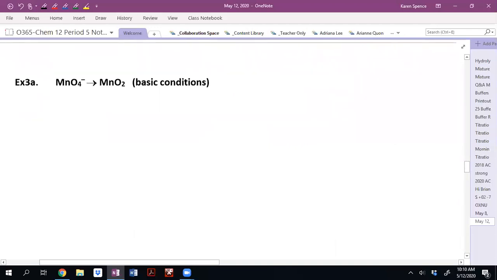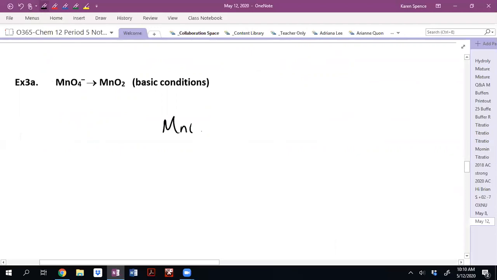We are now going to do MnO4 going to MnO2 in basic conditions, and this time I'm going to show you doing it all in one line rather than writing out step by step. Okay, so we're just going to do it all in one line.